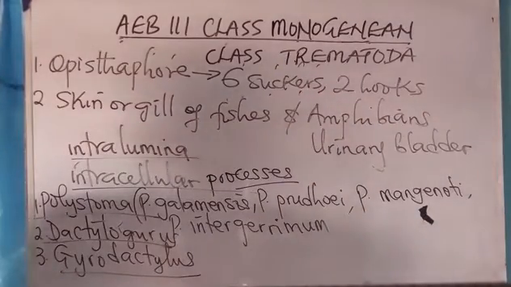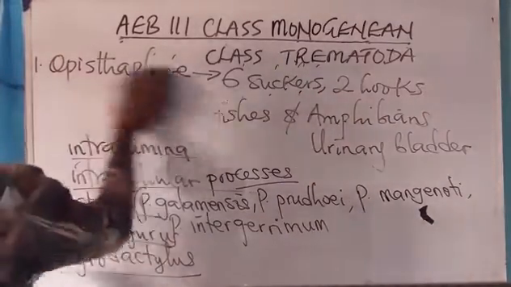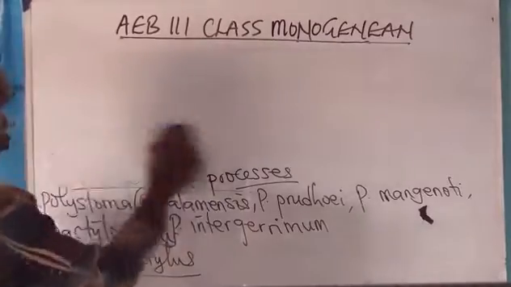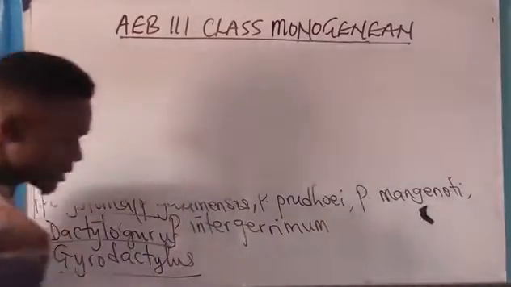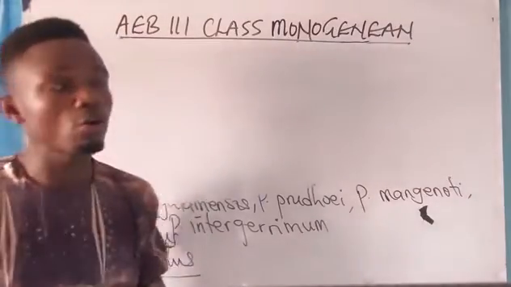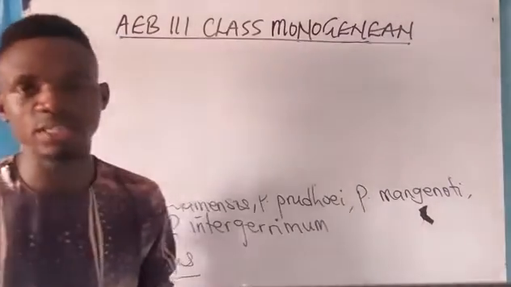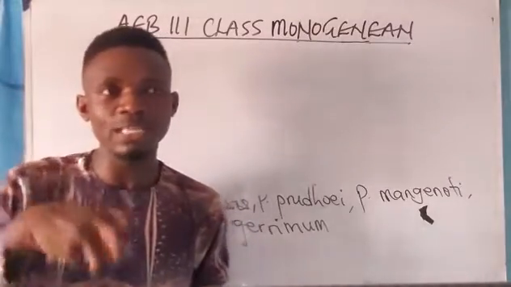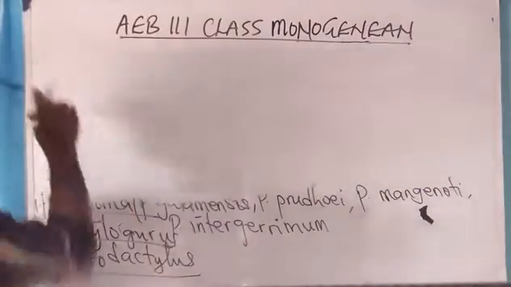Now, having given us the species of the class Monogenea, I would also like to give us the reproductive mode of these guys. Of course, they are what? Hermaphrodites, or they are hermaphroditic, or monoecious, in the sense that they have both the male and female sex organs inside of them, okay?